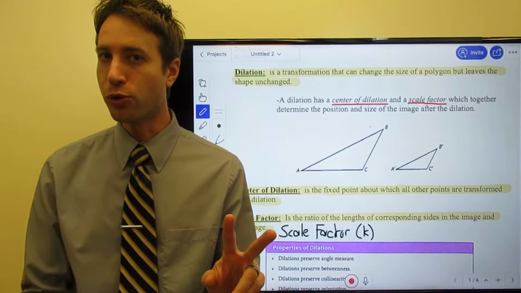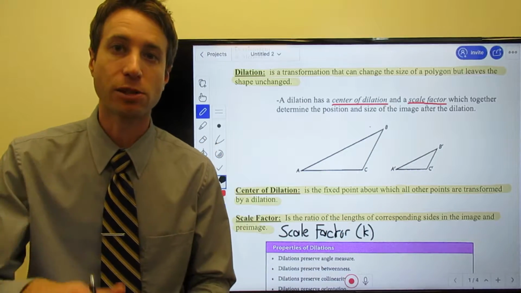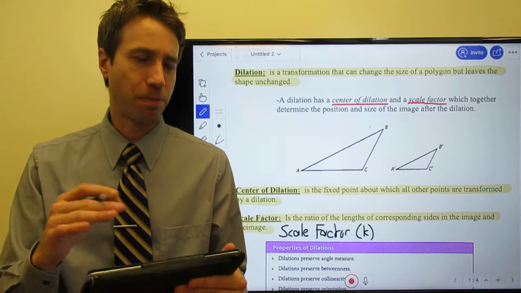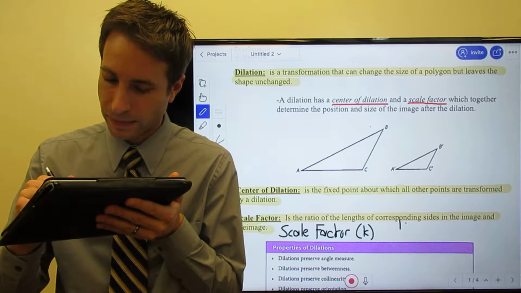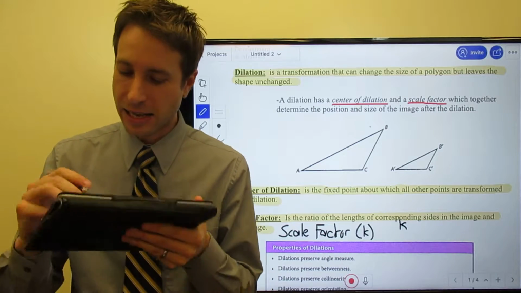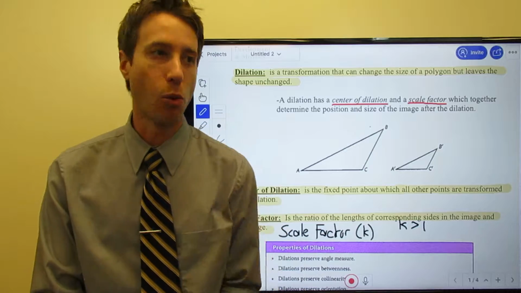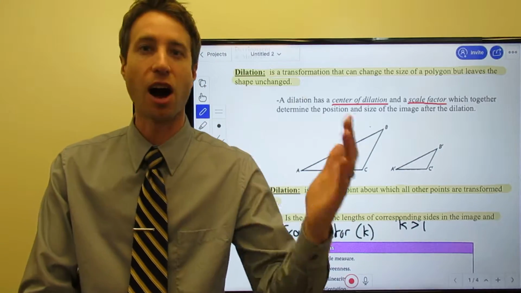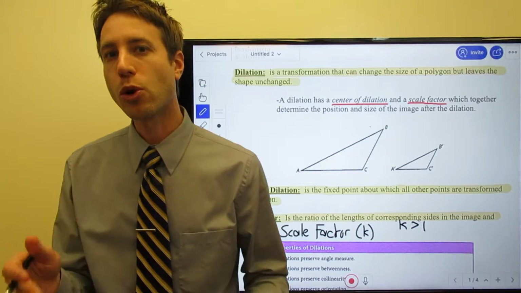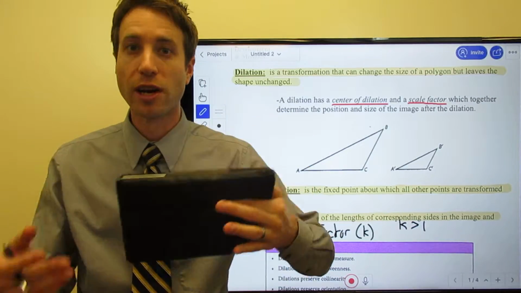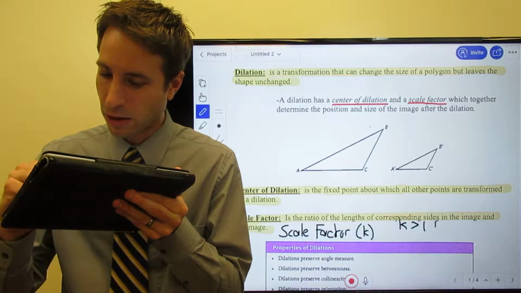Now, I told you there are two things that we can do to a figure. We can either make it bigger or we can make it smaller. This should make perfect sense as I explain it to you. If k, that scale factor, is a number greater than 1, a number bigger than 1, 2, 3, 4, 10, 100, a million, whatever, as long as that number is bigger than 1, it's going to enlarge the size of the pre-image. We're going to be making our figure bigger. This is an enlargement.